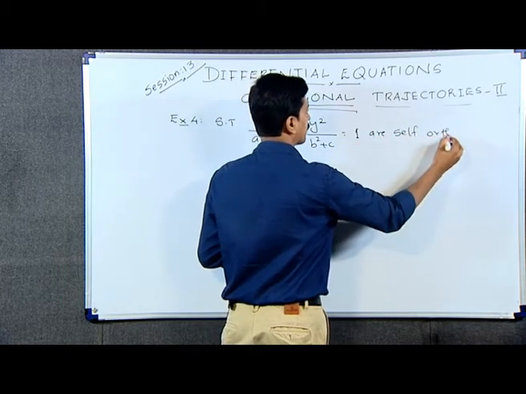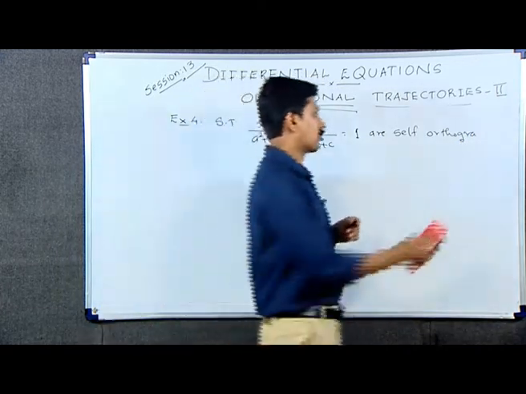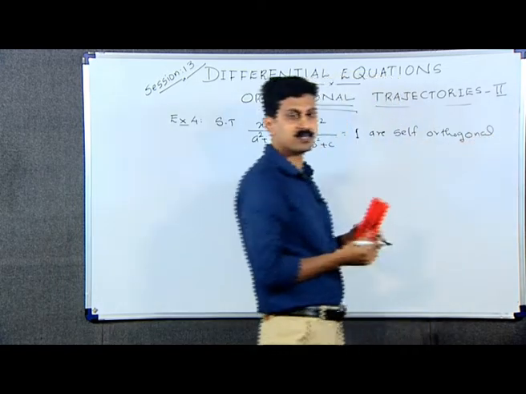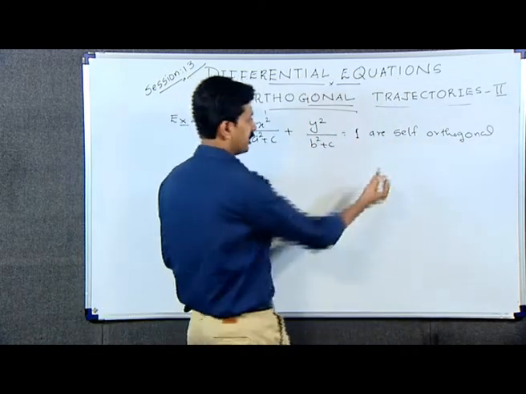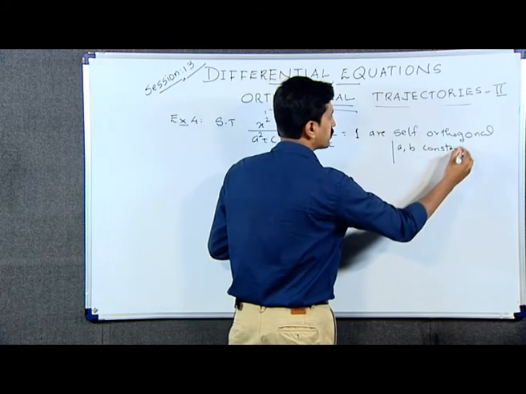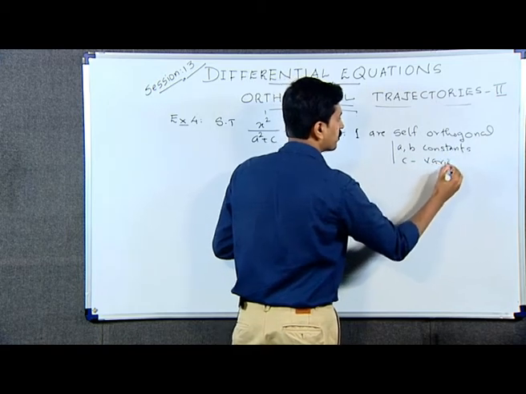self orthogonal. That means, where a, b are constants and c is the arbitrary variable, that is, we are treating c as a variable.